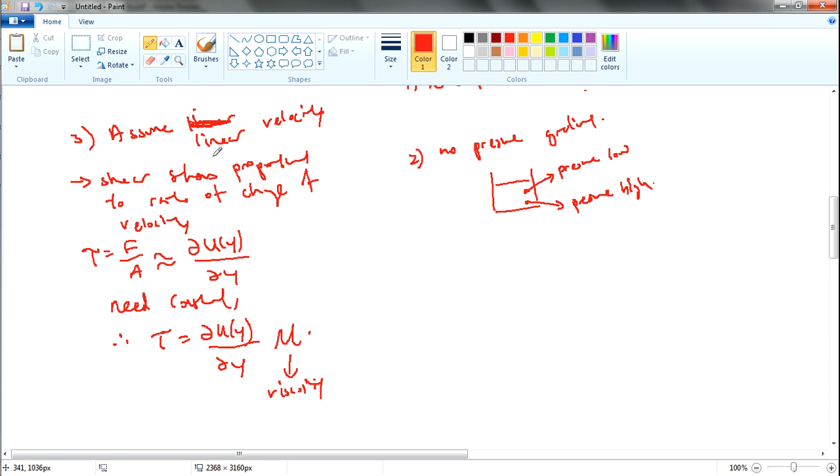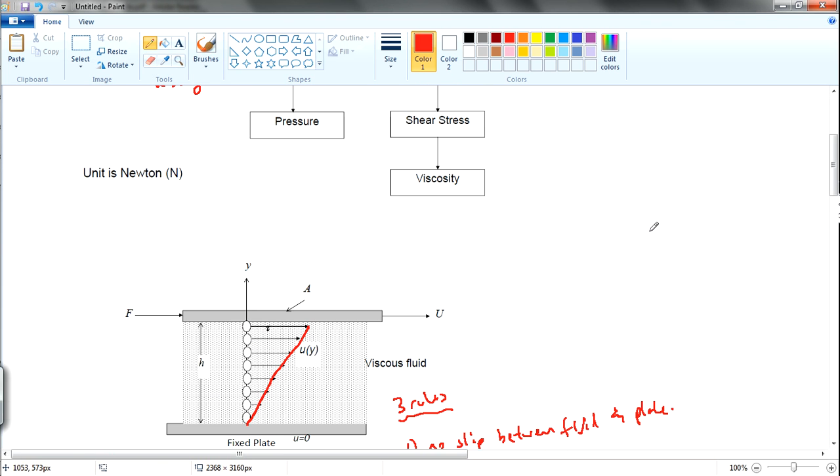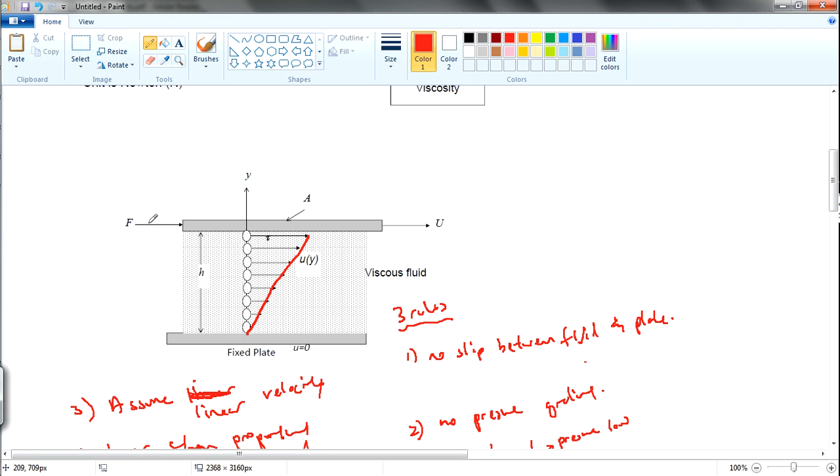And then we also assume linear velocity, meaning that the velocity, as you can see in this movement, is actually linear. Okay, so let me explain the graph itself. So this is the area. This is the force that pushes the plate in this direction. I don't know what U is. I think U is the speed of the plate. And then u over y is the rate of change of the velocity along the h.